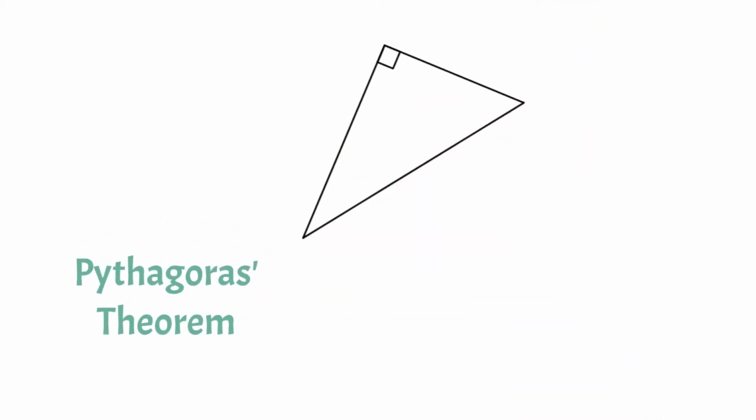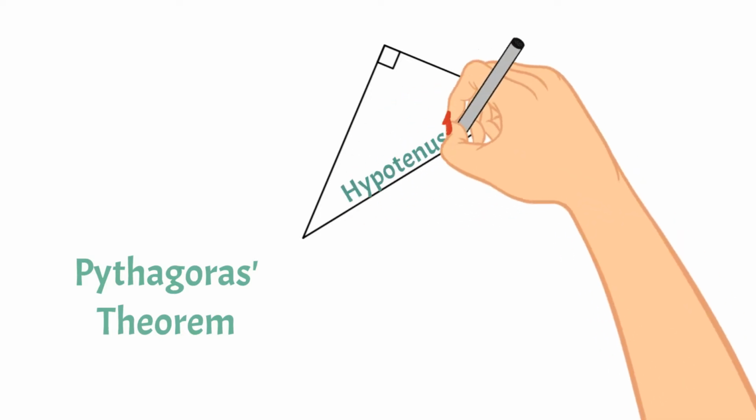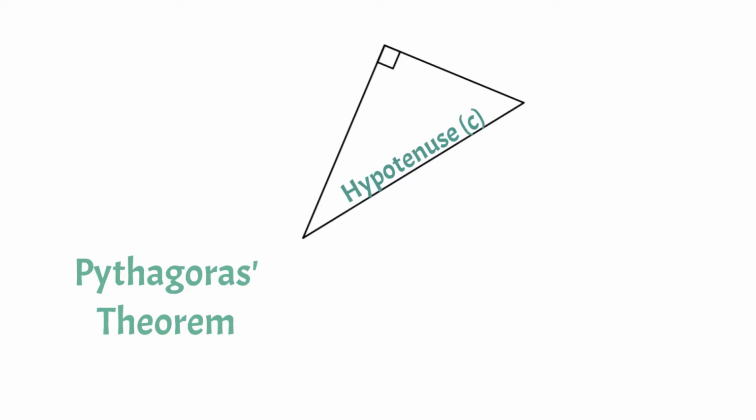So it's based on a right angle triangle, and the most important thing we need to do first is identify the hypotenuse and call it C. The hypotenuse is the longest side on a right angle triangle. And if you can't spot the longest side, then just know that it's opposite the right angle. The other two sides are labelled A and B in any order.